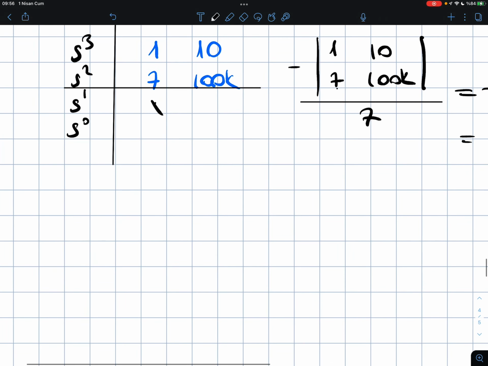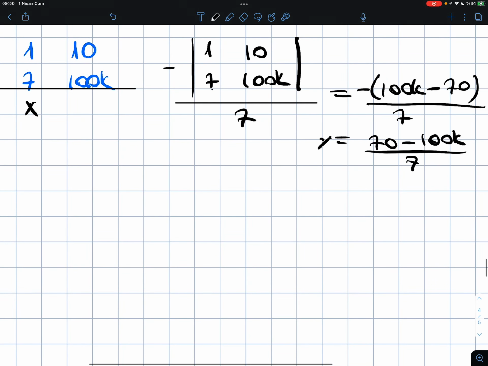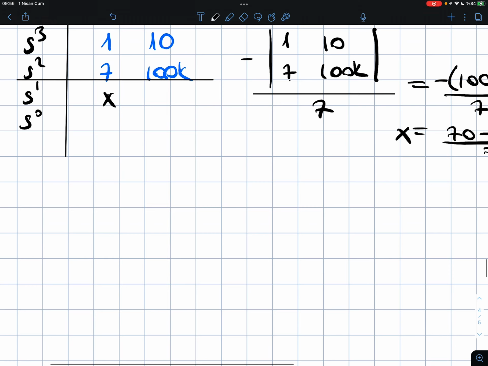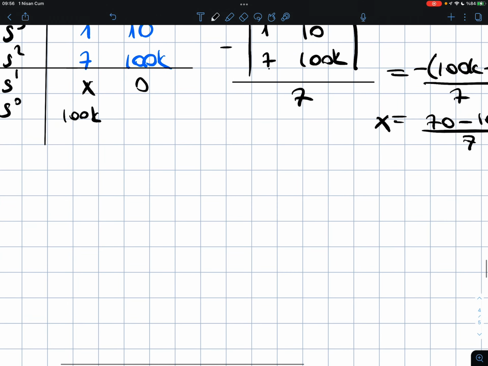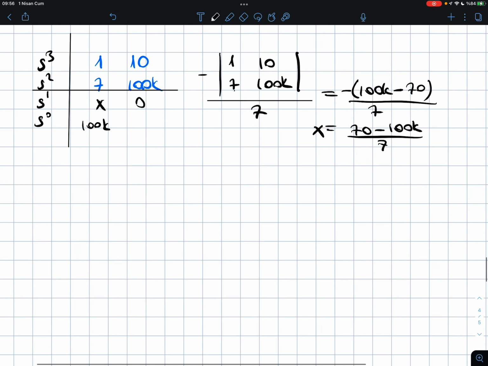So this is basically this term here, x, and then this is x. And since this is 0, this is 100k. You can again calculate this using these two rows here, but you don't really have to, because you will end up in the same result.